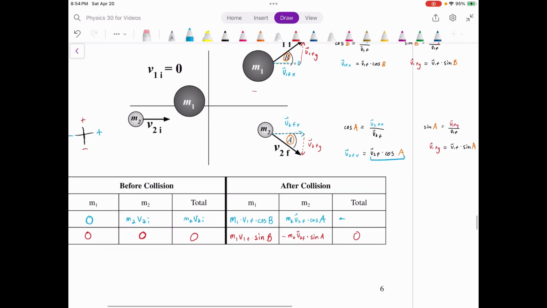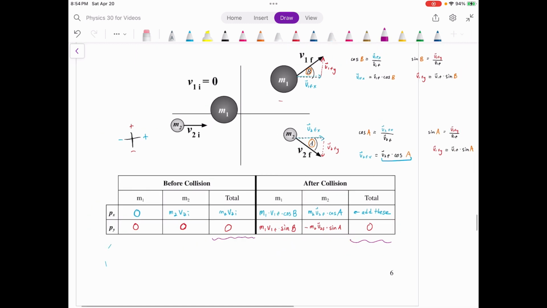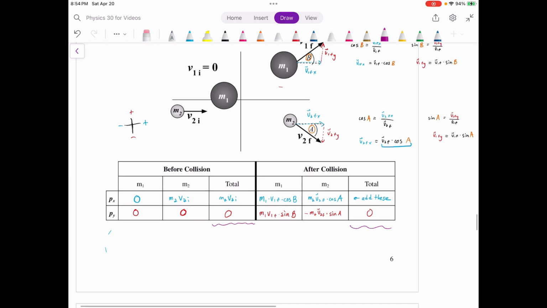So the total in the x-axis final will be the result of adding those. And once again, the final x component will equal the initial x component, and the final y component will equal the initial y component. And that's how we can solve for these unknowns, by setting up an equation based on that. Total initial momentum x equals total final momentum x, total initial momentum y equals total final momentum y.